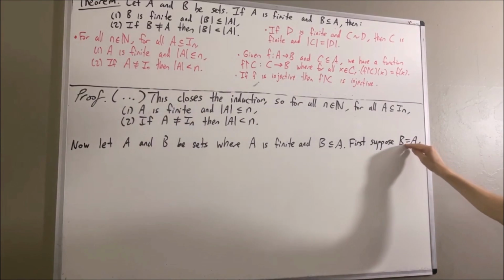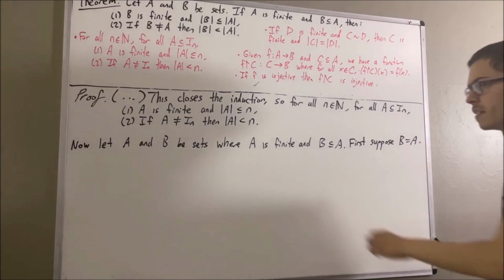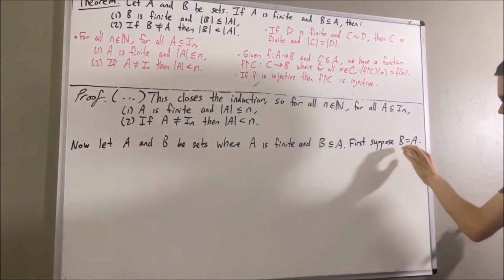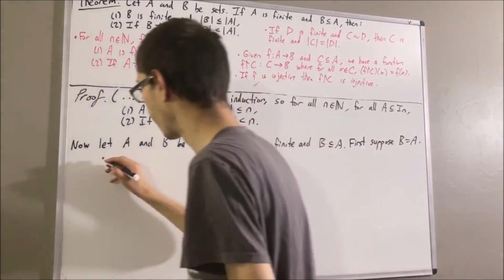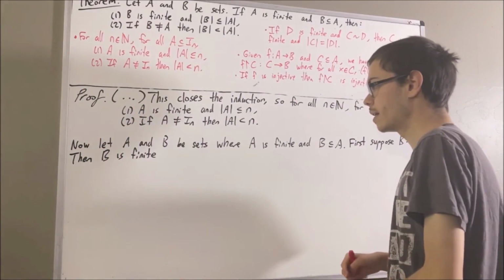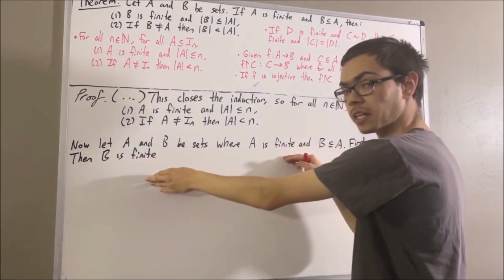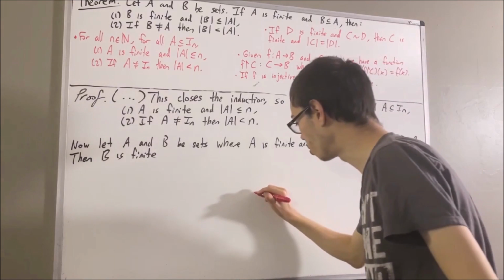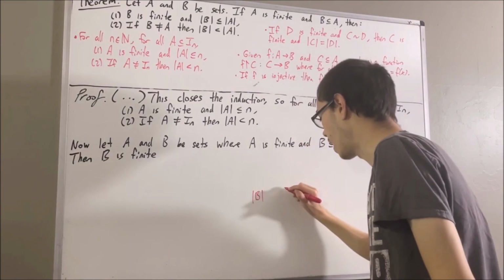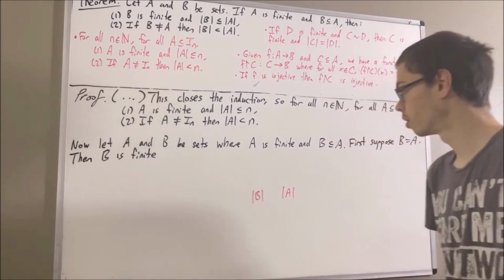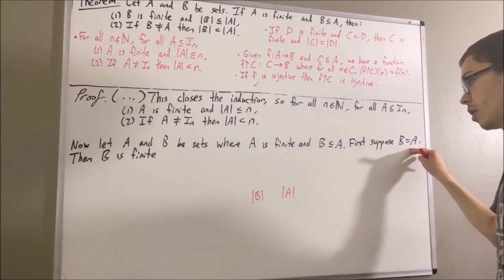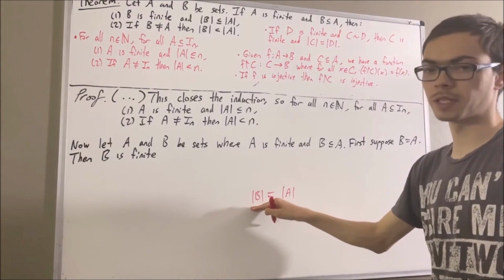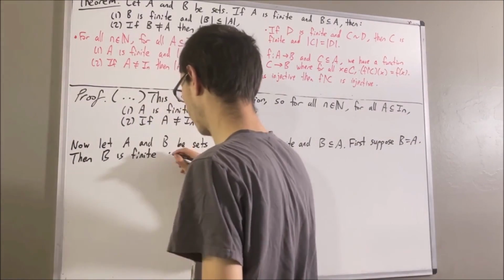Now, in the case where B is equal to A, well, since A is finite, we can just take A and substitute it for B. So B is finite. And since B and A are finite, we know that they are assigned to unique natural numbers, which we call the number of elements in B and the number of elements in A. Well, since B is equal to A, we can substitute one for the other, and we obtain that the number of elements in B is equal to the number of elements in A.